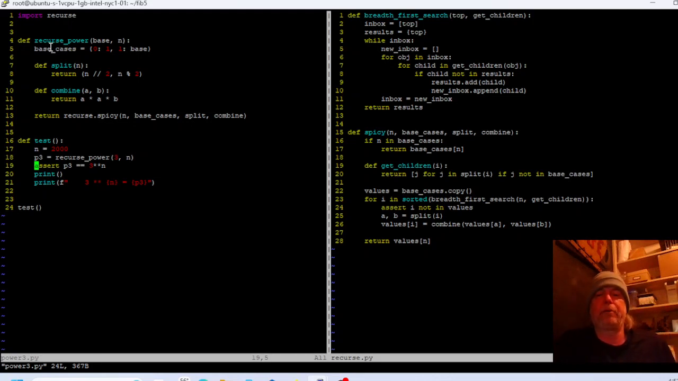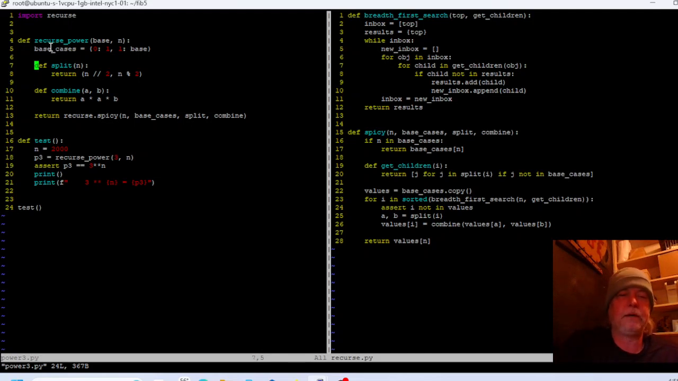But in order to do it recursively, you can effectively say that 3 to the 2000th is really 3 to the 1000th squared. 3 to the 1000th squared is really 3 to the 500th squared. 3 to the 500th squared is 3 to the 250th squared. 3 to the 250th squared is 3 to the 125th squared. 3 to the 125th squared gets a little trickier, because that's 3 times 3 to the 62nd times 3 to the 62nd. But certainly for even numbers, the divide and conquer strategy is pretty obvious.